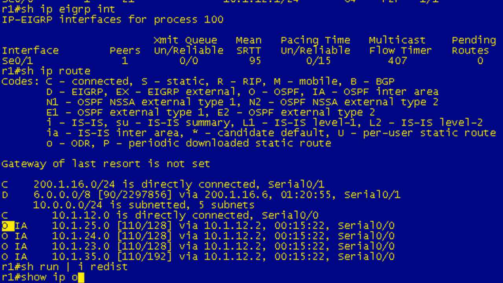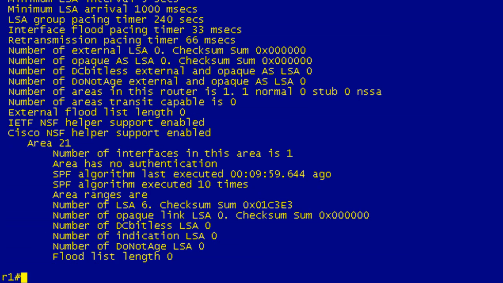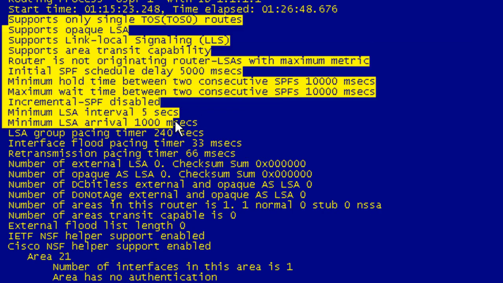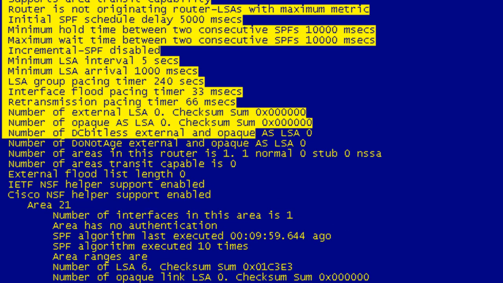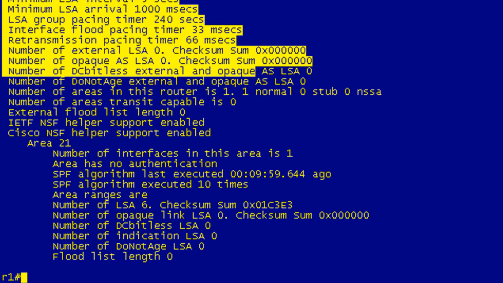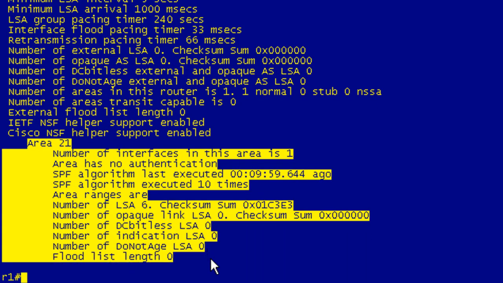show IP OSPF, we'll get all this output, and you'll notice that we don't have anything in here that says it is an ASBR. We don't have anything that says it's an ABR either, which we don't expect. And we do see that it only has one OSPF area that it's connected to, and that's area 21. So as we saw earlier, this would lead us to believe that the OSPF router type is an internal router.